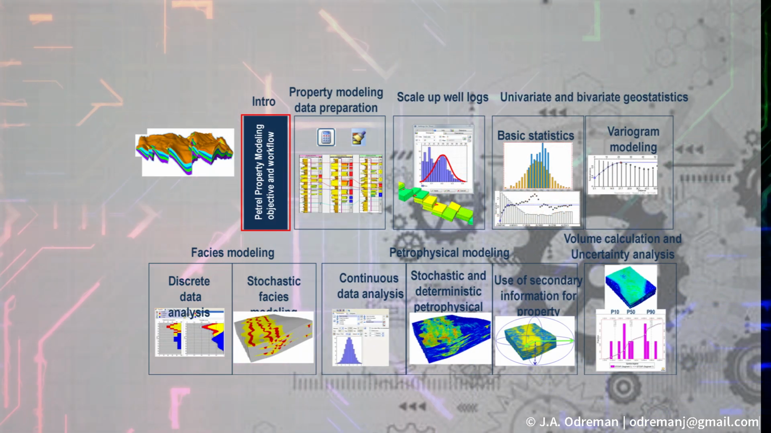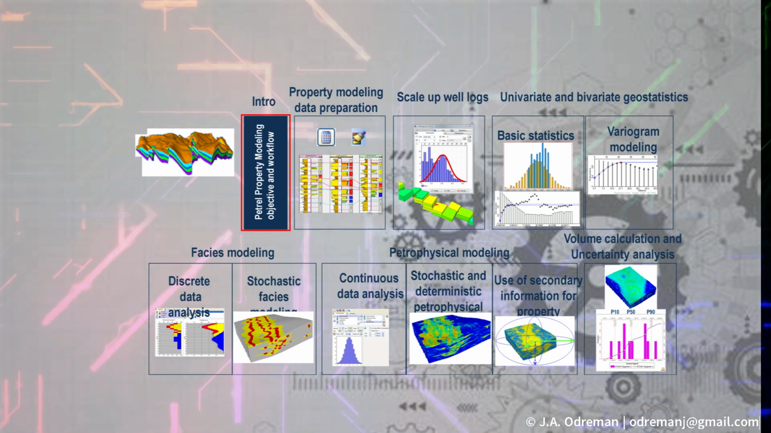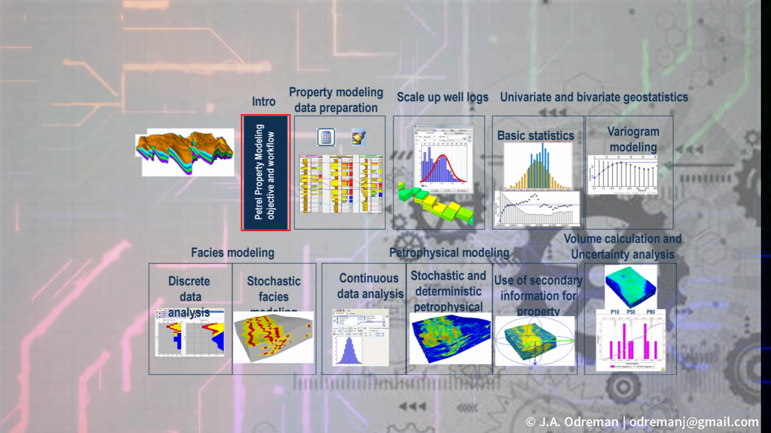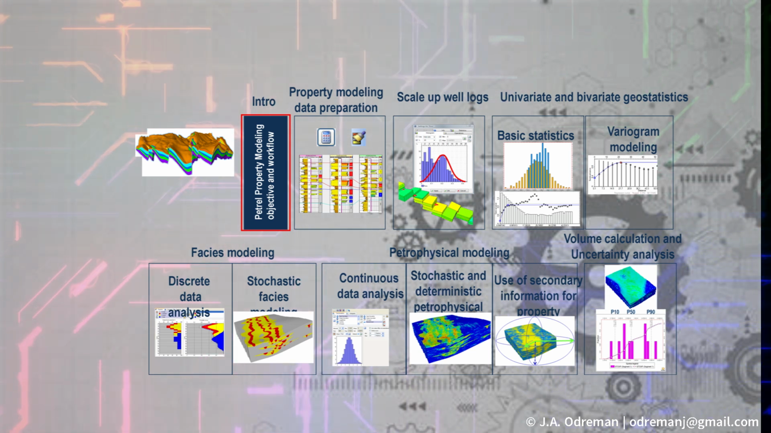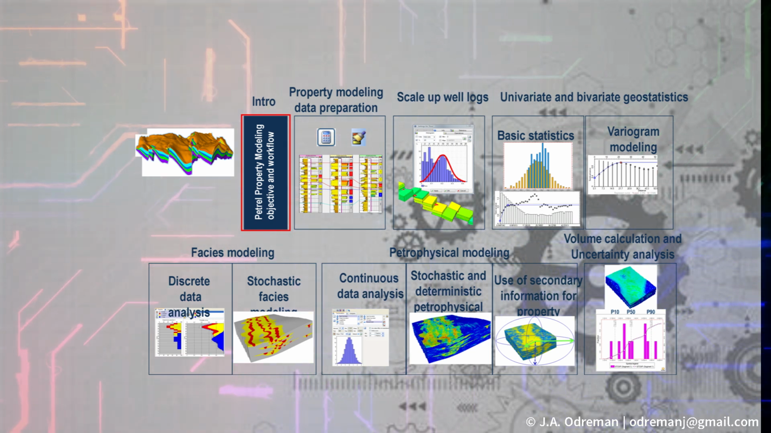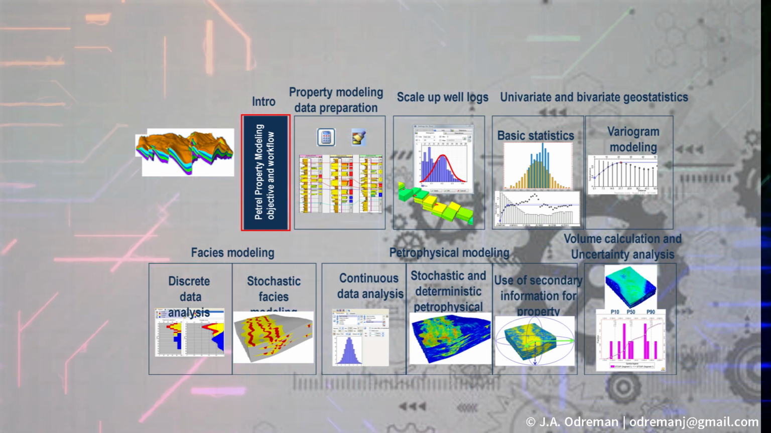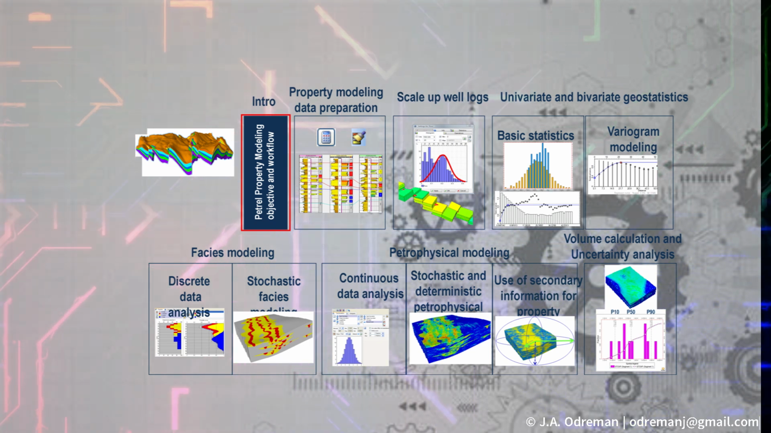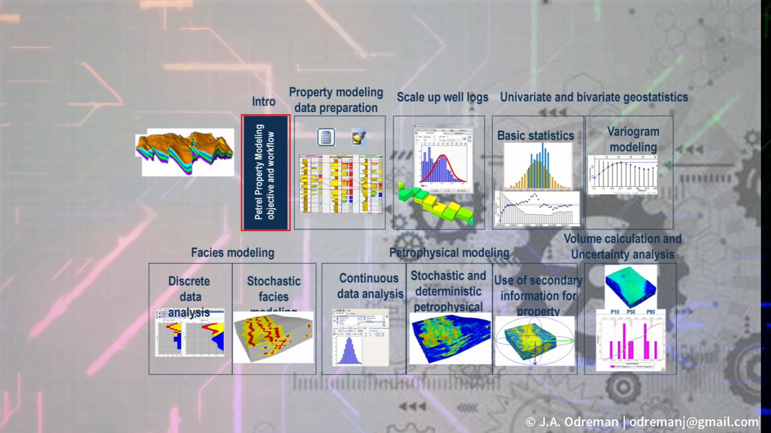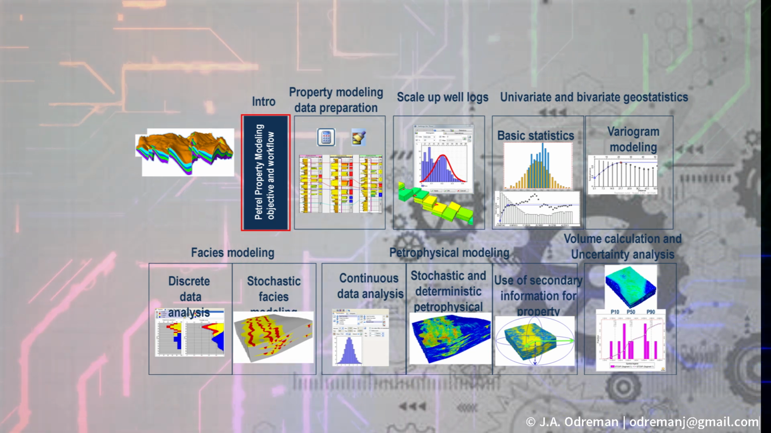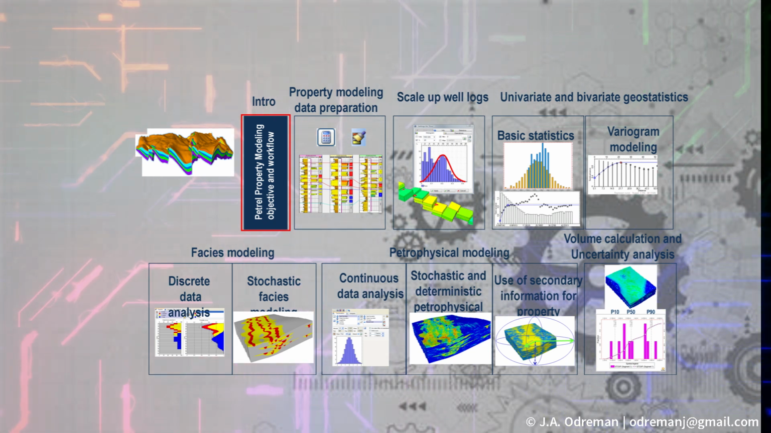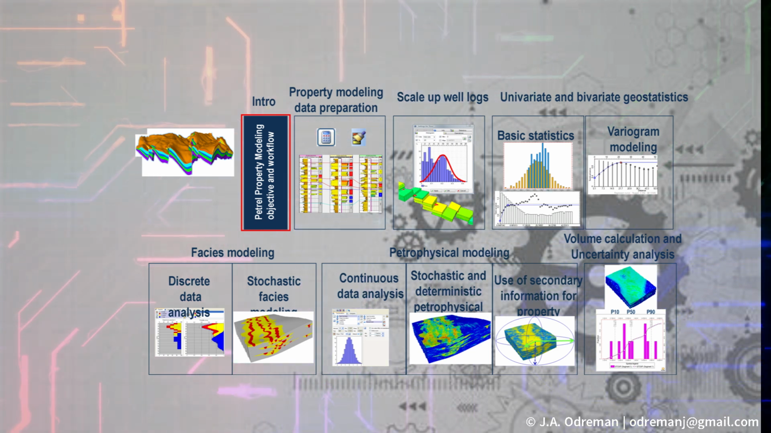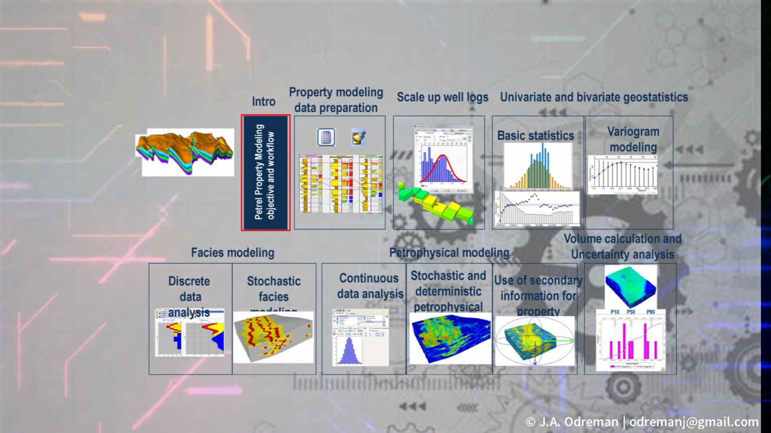This diagram illustrates the property modeling workflow in Petrel, starting with data preparation, well log scaling, and the use of geospatial statistics to understand property distribution within the reservoir. It then moves on to facies modeling and petrophysical modeling, applying both stochastic and deterministic approaches. Finally, volume calculation and uncertainty analysis are performed to evaluate different reservoir scenarios and optimize decision-making.